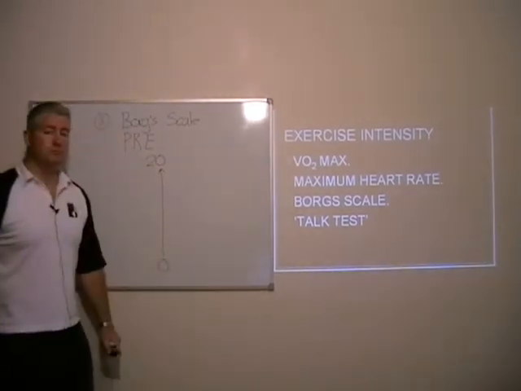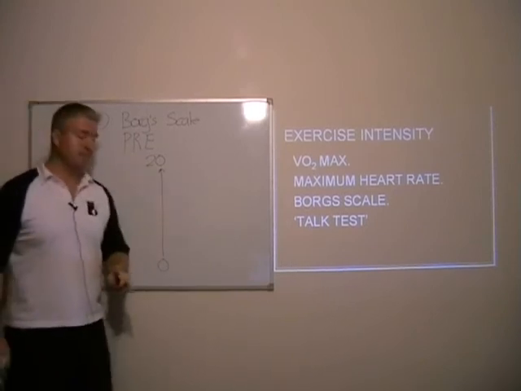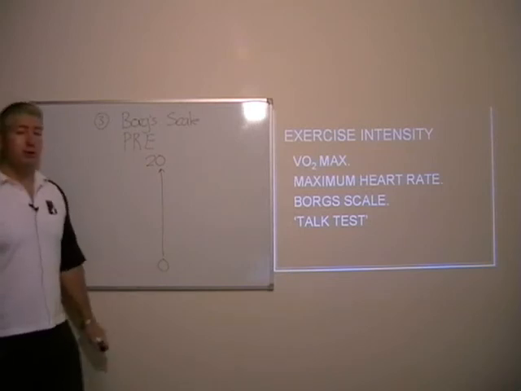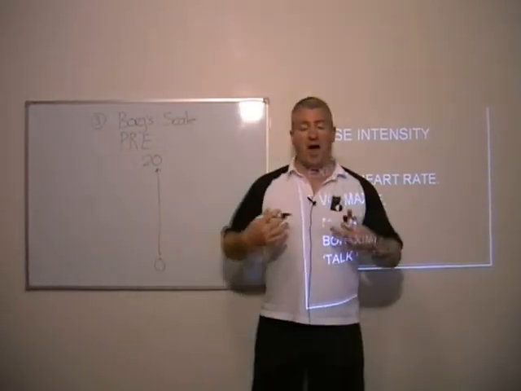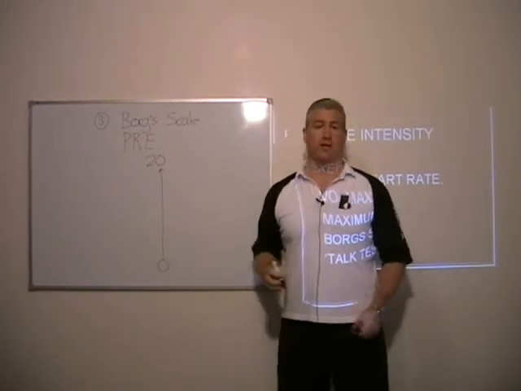20 meaning maximal possible effort, correlates to maximum heart rate, maximum VO2 max. 0 meaning rest, resting heart rate, resting VO2 max, sitting down comfortably. And what you do is ask your clients, when they're exercising, how they think they feel. Rate their exercise intensity from 0 to 20.